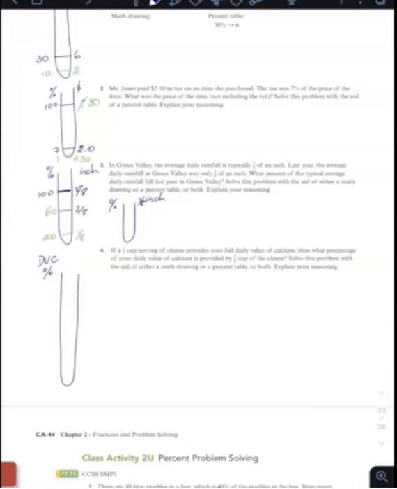A third of a cup of cheese provides you with the full daily value. Then what percentage of your daily value of calcium is provided by 3/4 cups of cheese? Oops, we're going to be eating more than our daily value, so let's give us some space.